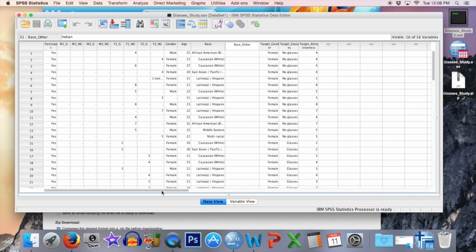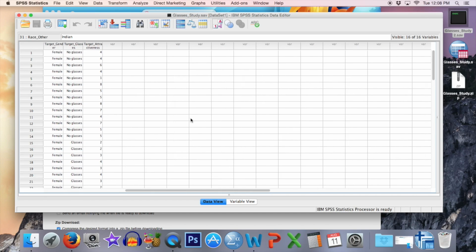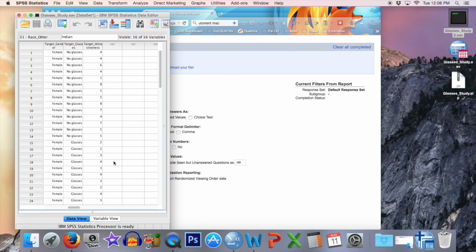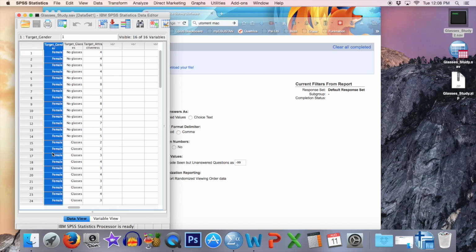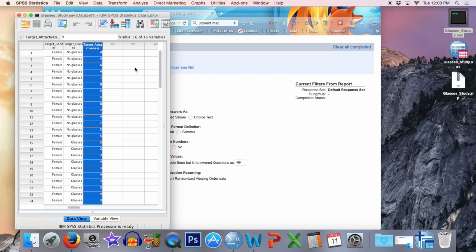So when you analyze your data, you're going to be running an ANOVA, and that's because you're going to have 2 independent variables and 1 dependent variable. And I'll go ahead and shrink this down just to see the variables that we're interested in. So in the end, you should have 2 independent variables with 2 levels each. In this case, mine's the target's gender, whether it's female or male. And the other one is whether the target is wearing glasses or not. And then you should have 1 dependent variable that's continuous. In this case, what the attractiveness rating was given to each target.